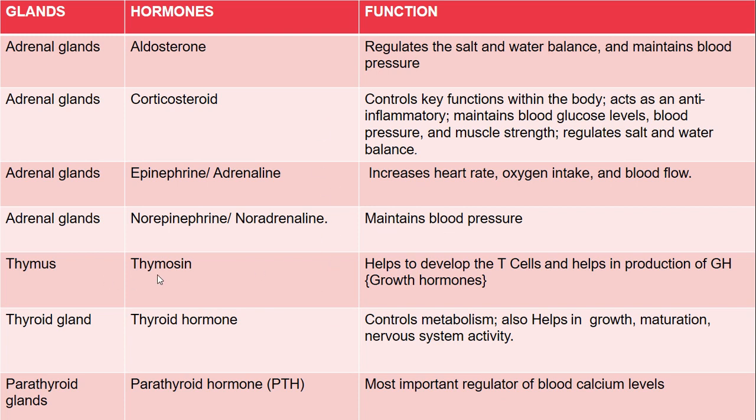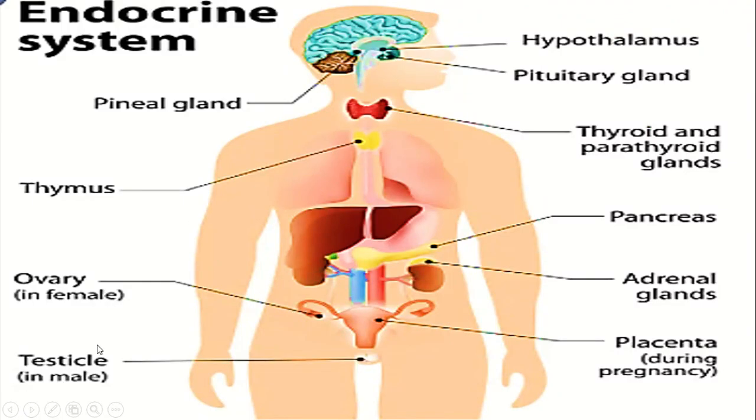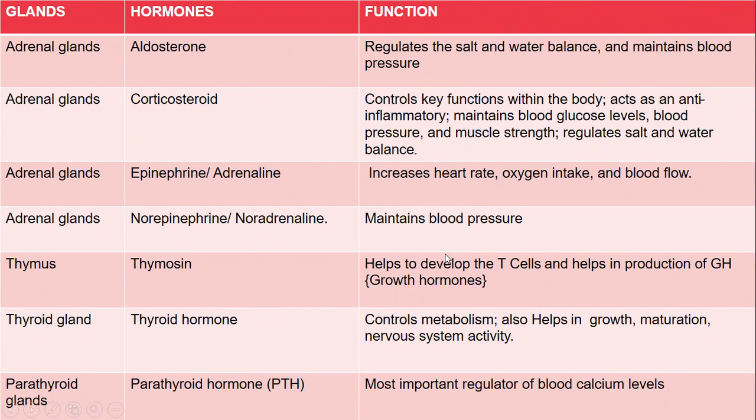Okay. And the next one is the thymus, which produces the hormone thymosin. The thymus is situated in the middle of the chest. This is the thymus gland. It helps to develop the T cells and helps in the production of GH, that is the growth hormone. T cells, in the sense, are a type of WBC. It is like a soldier which finds all the foreign particles and destroys them. It's like a soldier fighting in our body. This is produced by the thymosin hormone. That is, the thymus gland helps to produce it, and it also helps in the production of the growth hormones.